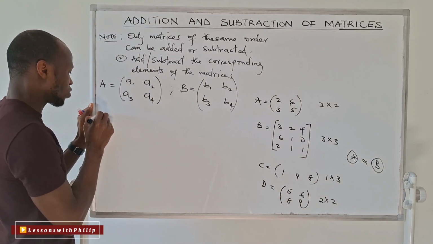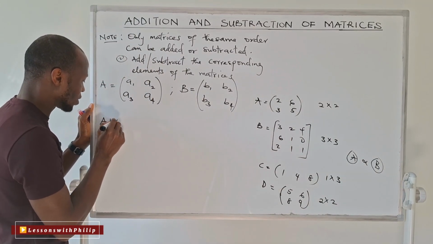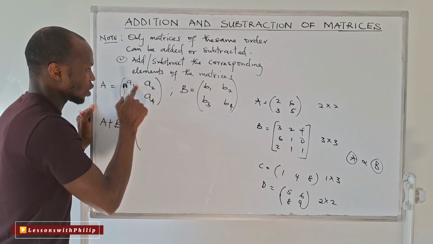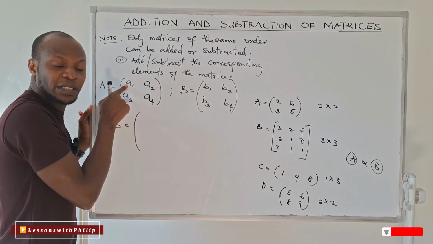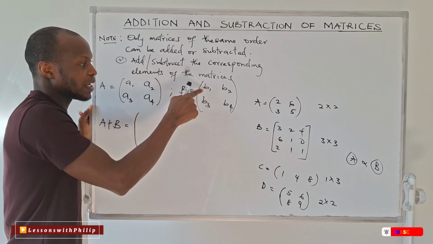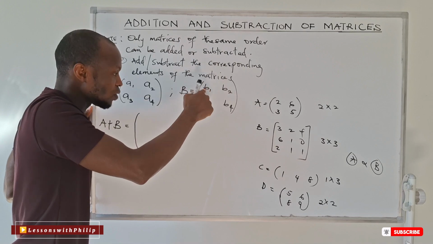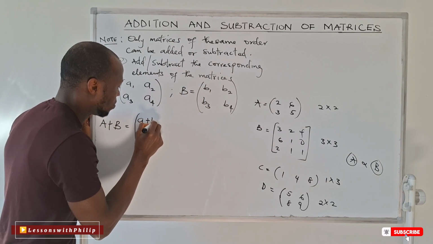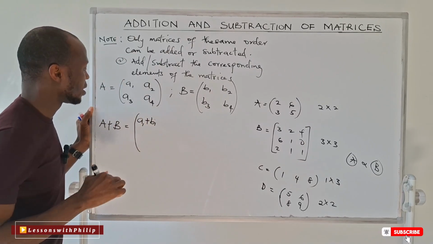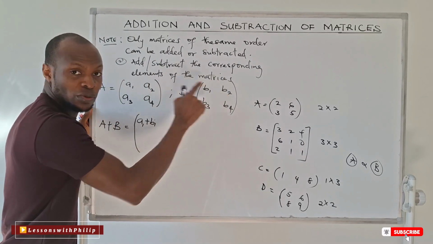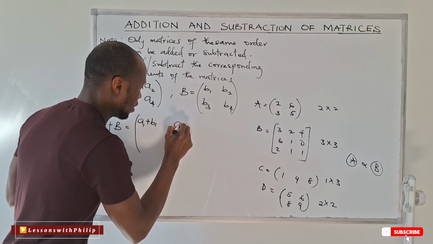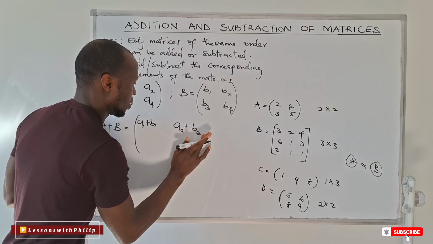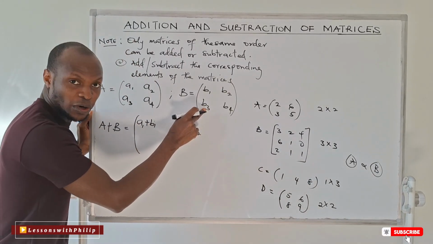Okay? Now, if I'm asked to add matrix A plus matrix B, this will equal the corresponding elements. The element of row 1, column 1 will be added to the element of row 1, column 1 of the second matrix. That shows it to be A1 plus B1. So that shows that A2 will be added to B2. That will be A2 plus B2.